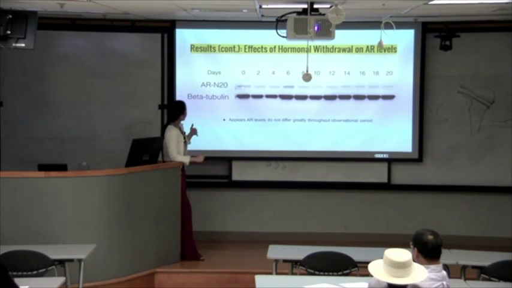So the androgen receptor protein levels remain fairly consistent throughout the 20 days, even though it does look like it might be a little higher on day 6. But when you look at the loading control between days 4 and day 6, that's what accounts for it. So there appears to be no change in the androgen receptor protein levels among the 20 days.